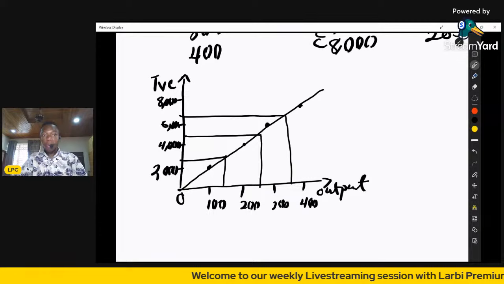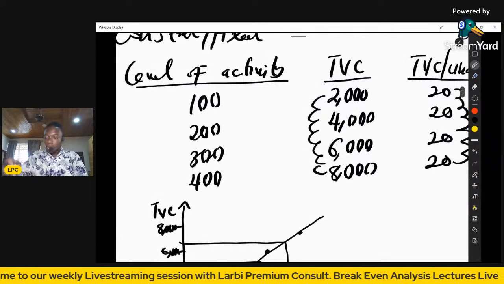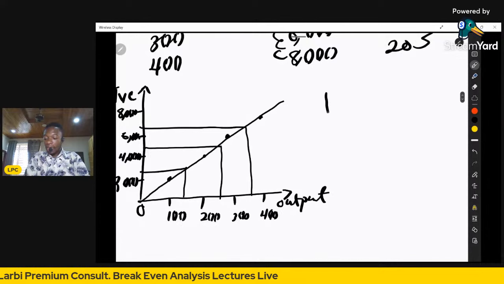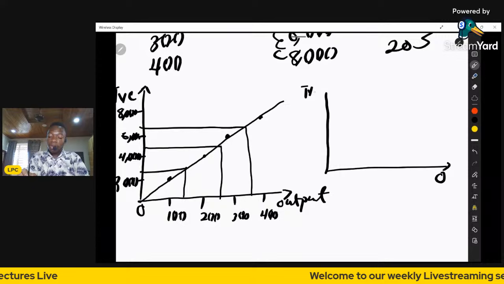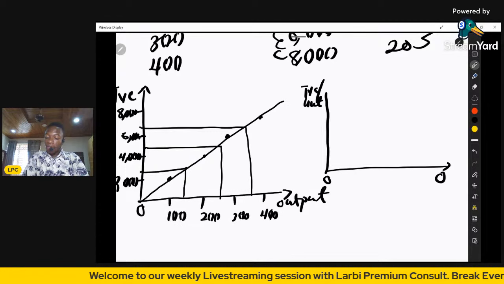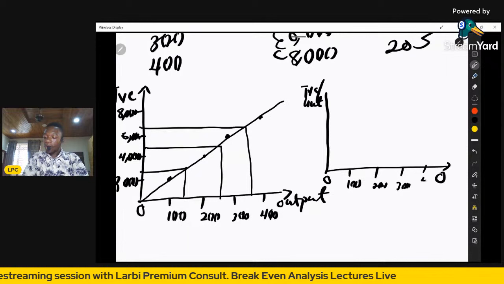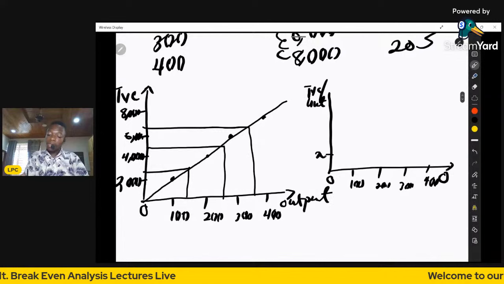But what if we have this level of output, but the total variable cost per unit is fixed? You can also illustrate this on the graph. Here is my output, and here is my total variable cost per unit. So here I have zero, 100, 200, 300, and let's say 400. And here we have 20, 40, let's say 60.